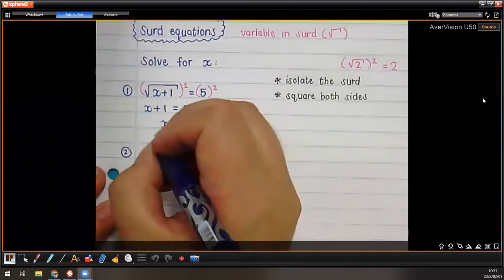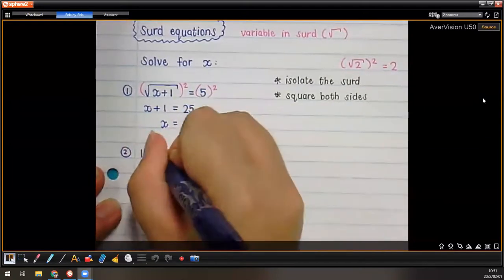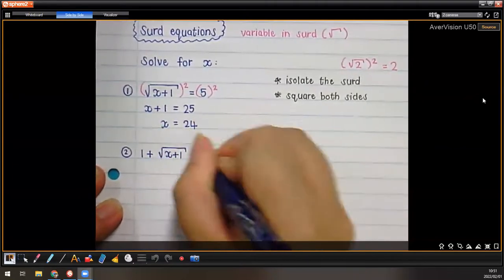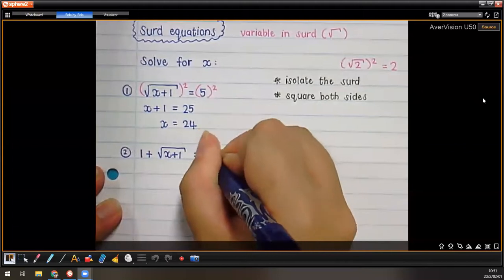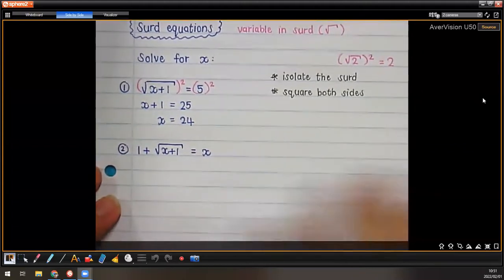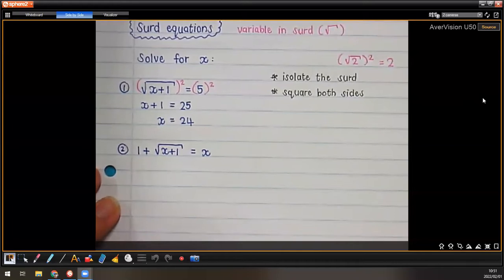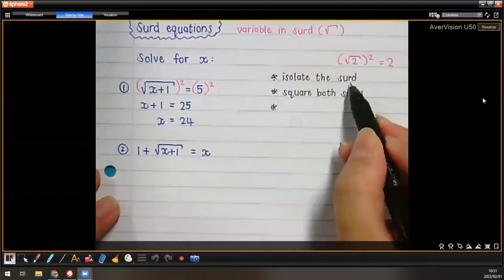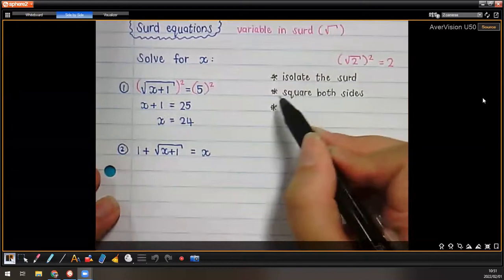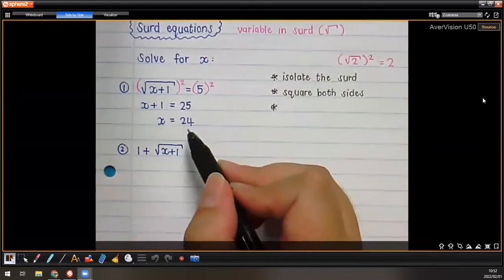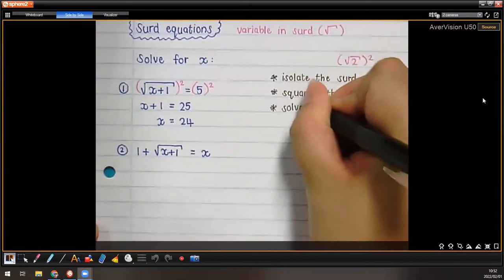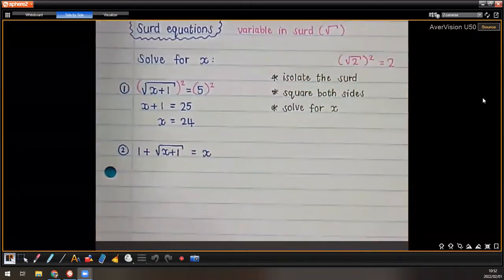If we have 1 plus the square root of x plus 1 equal to x. But before we carry on with this example, let's just quickly add the third step here. We isolated the surd, it was already given like that. Then we squared both sides and then we just solve for x from there. Okay, so that will be the next step. So for x, or whatever the variable is, right?